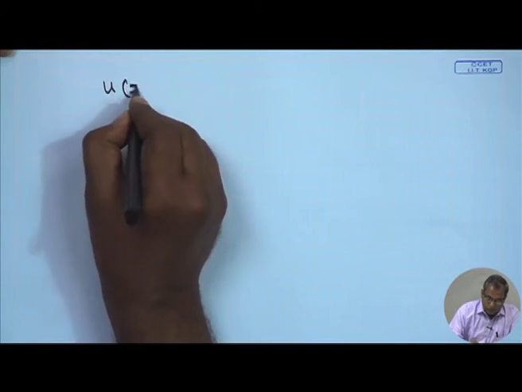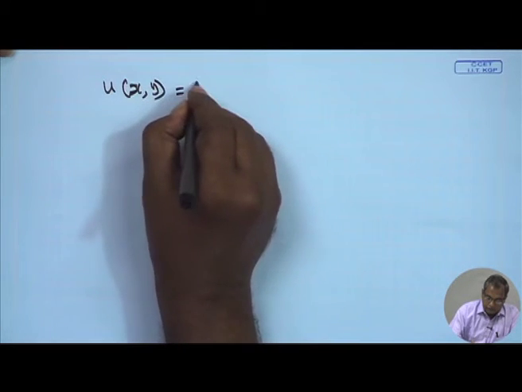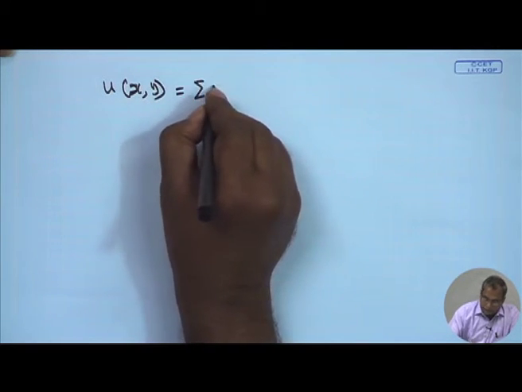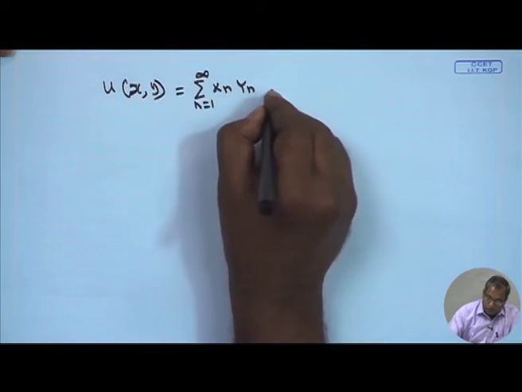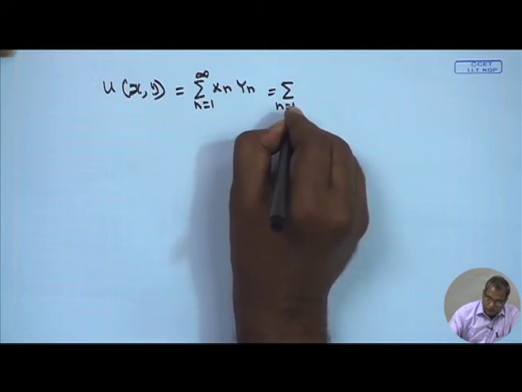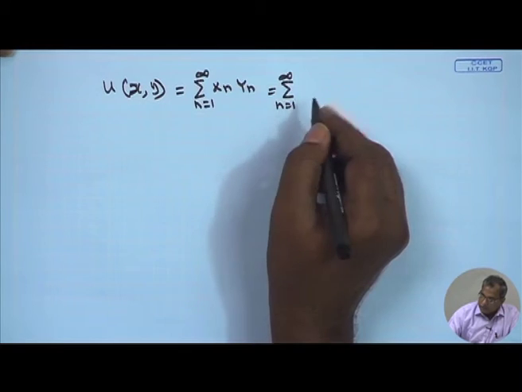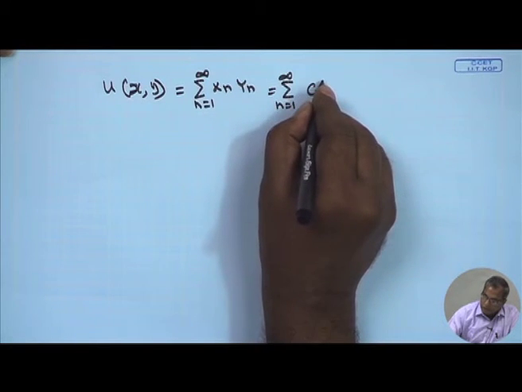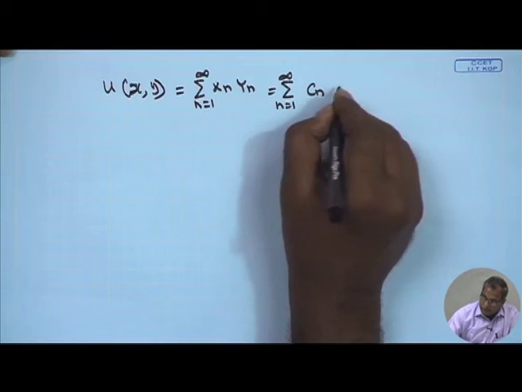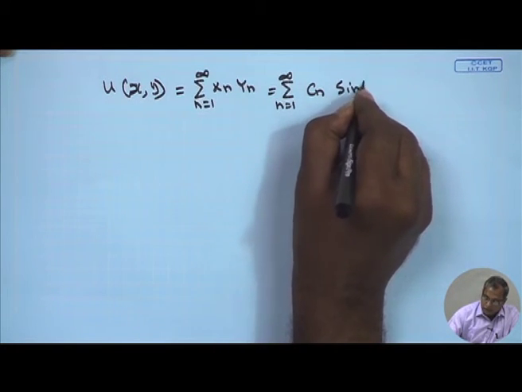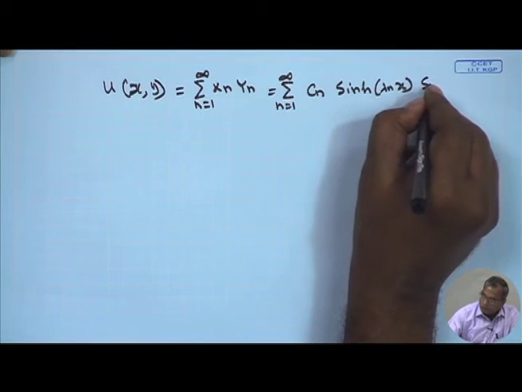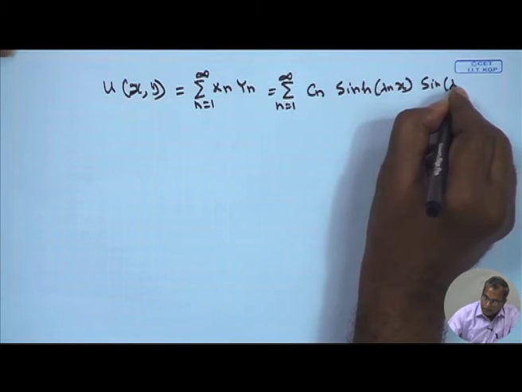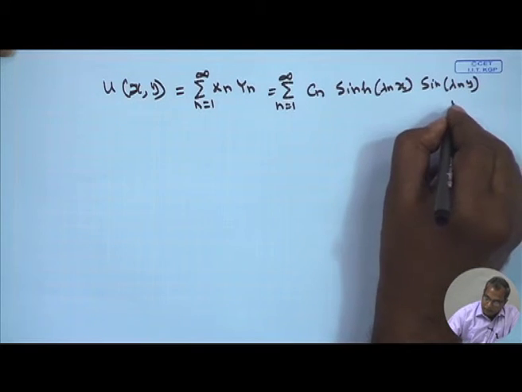Now we will be able to write down the complete solution. u as a function of x and y will be nothing but the summation of Xn Yn, where index n runs from 1 to infinity, and this will be a new constant cn times sinh(λn x) sin(λn y), where λn is basically nπ.